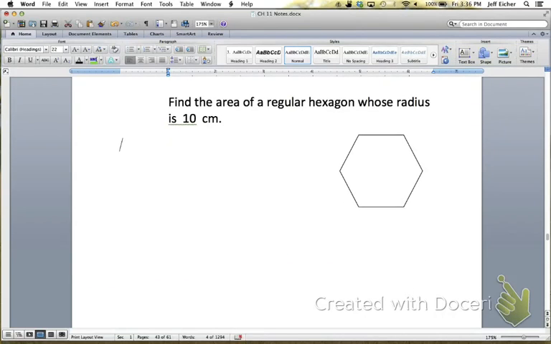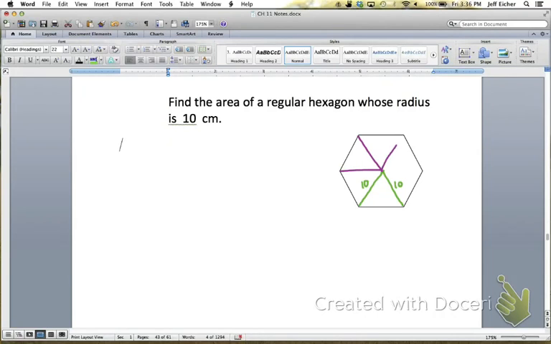And the last one is the trickiest one. We have the area of a regular hexagon whose radius is 10. The radius is given. So the radius, if you remember, is a segment from the center to the vertex, given as 10. You have the other radius that you could draw, and that's also 10. And what's neat about hexagons is that they are divided into six congruent triangles.